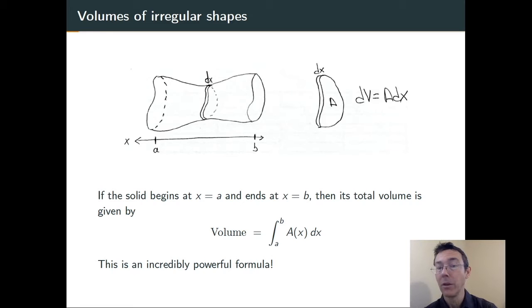So if the shape begins at x equals a and ends at x equals b, the total volume is going to be the integral from a to b of dV. The integral from a to b of A(x) dx. This is an incredibly powerful formula that we can put to work right away.